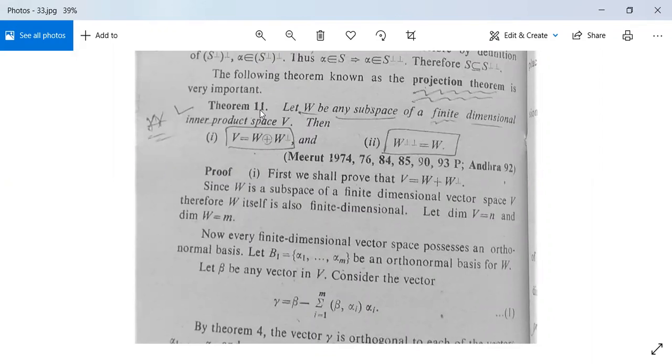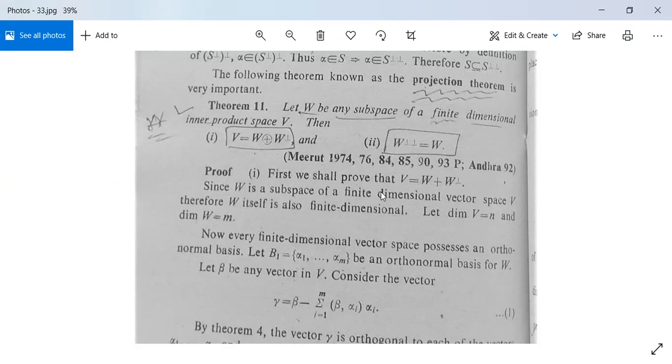अब ये एक प्रोजेक्शन थ्योरम है, देख लेते हैं इसको भी. ये भी कई बार पूछ देता है, ये फर्स्ट वाला भी और सेकंड वाला भी. Let W be any subspace of a finite dimensional inner product space V, then V is equal to W direct sum (⊕) W perpendicular, and W double perpendicular is equal to W. देखें इसका प्रूफ. First we shall prove that V is equal to W plus W perpendicular.